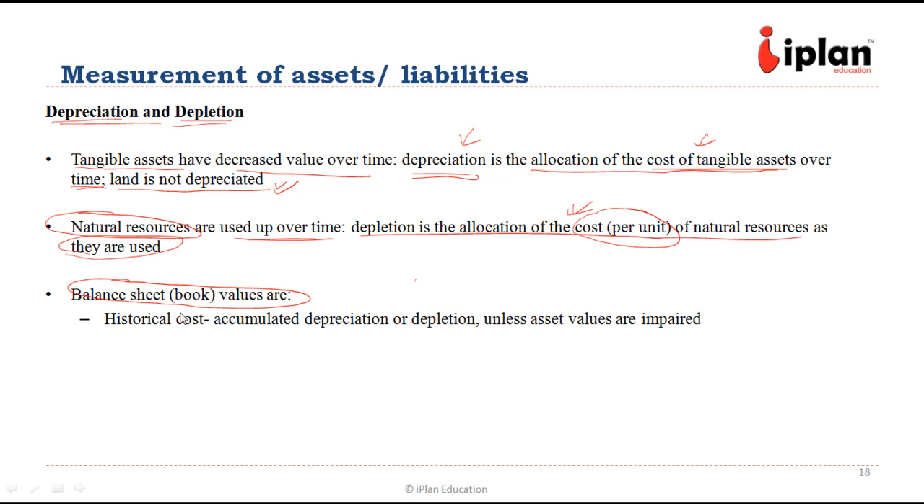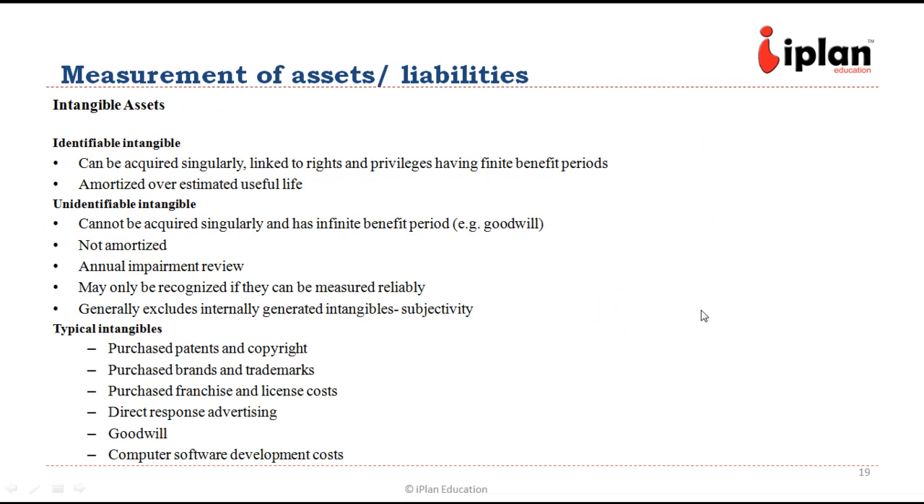So that is how we have the balance sheet values or book values of the assets as historical cost minus accumulated depreciation or depletion till that point, unless the asset values are impaired. There are certain cases where the values could be impaired, so that has to be a part of it. Otherwise, simply historical cost minus accumulated depreciation becomes the book value of our asset. Now let us look at the intangible assets.